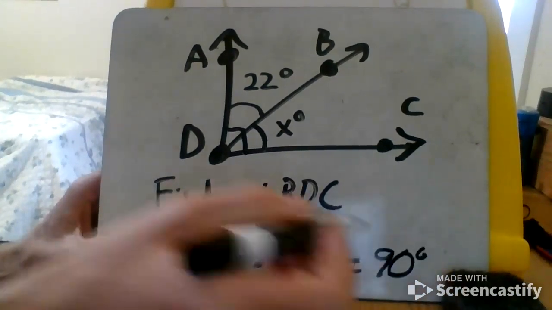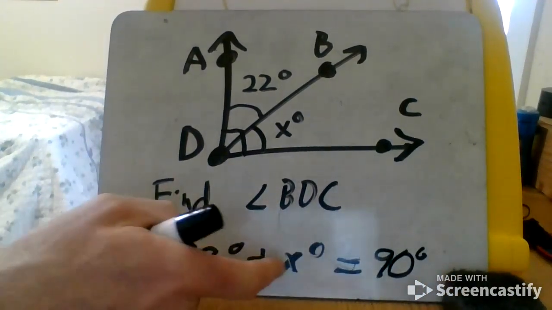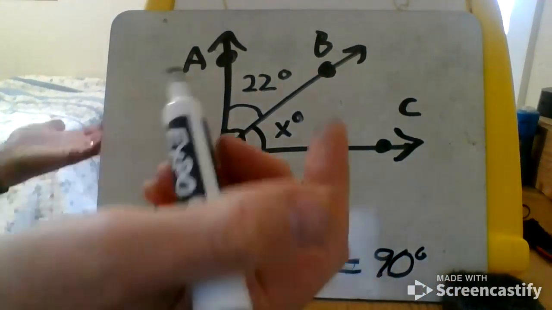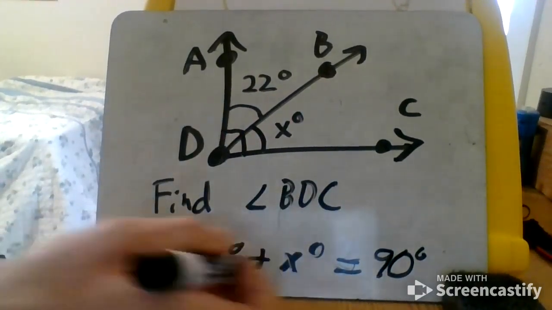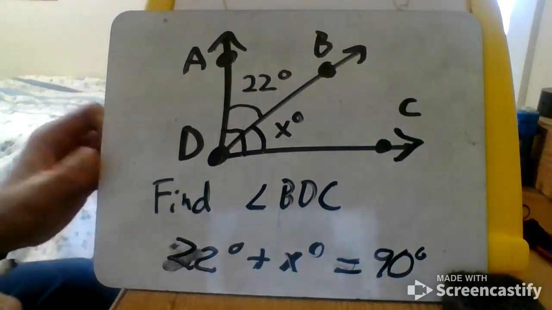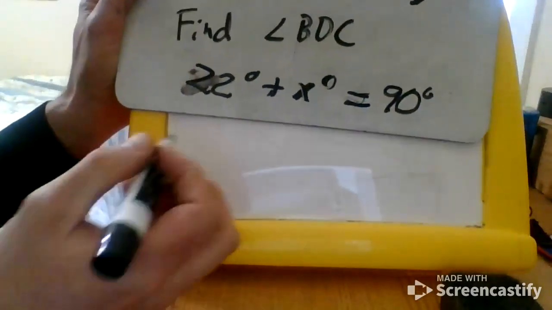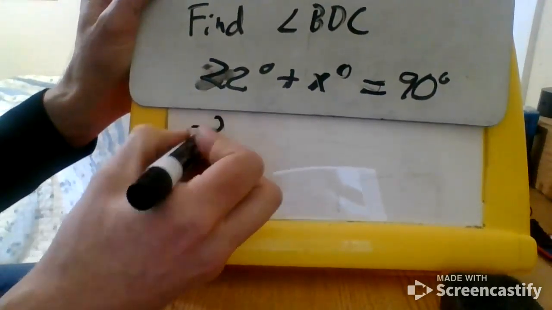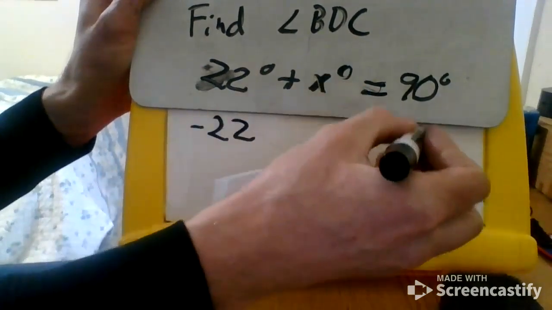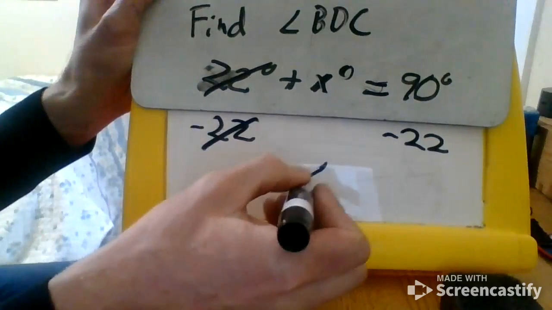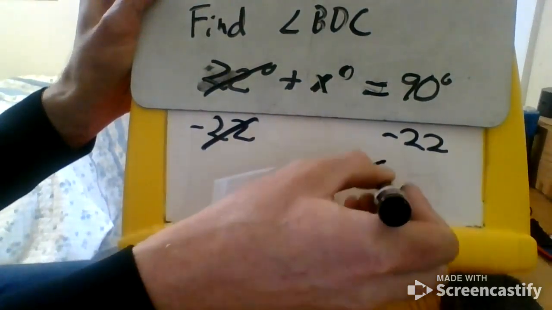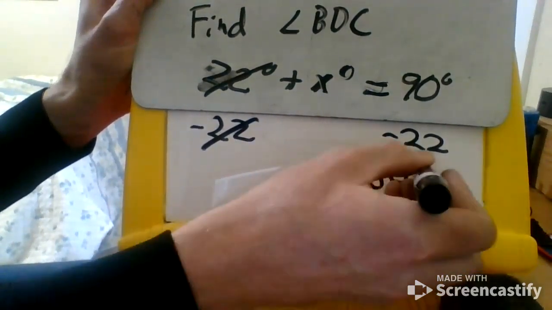It's just a real simple algebra problem. 22 degrees plus X degrees equals 90 degrees. Well, what do we do in algebra? If we want to find X, we subtract 22 from both sides, and that would give us the answer. So that's what you're going to do here. I'm going to write it below. I minus 22 degrees from both sides, which would, the 22s would cancel each other out, and I'm left with X equals 68 degrees, if I'm not mistaken.